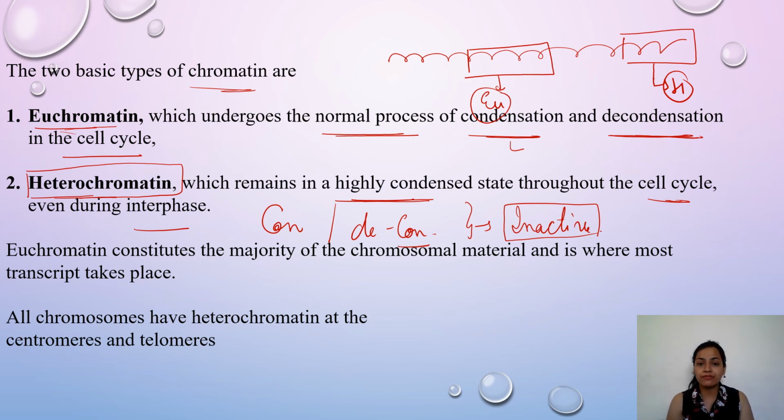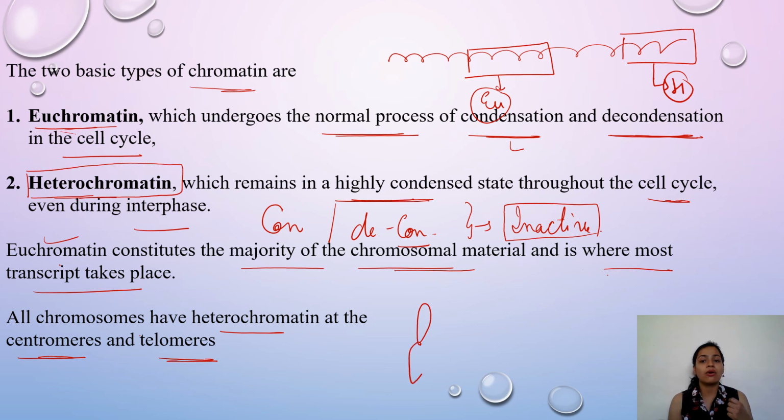Now, euchromatin is considered the majority of the chromosomal material, and where most transcription takes place, at that point the euchromatin is present. On all the chromosomes, the heterochromatin we can see at the centromeres and the telomeres. If this is a chromosome, the centromere part is highly constricted, and the telomeres are the ends of the chromosome. At these parts we can find heterochromatin, which always remains in a highly condensed state.